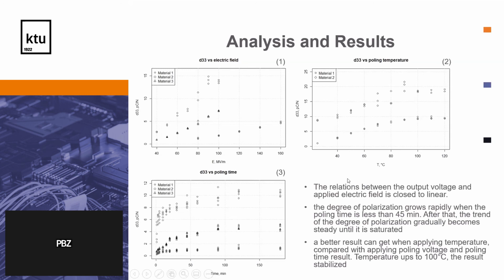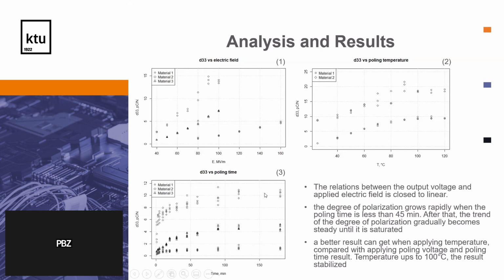Here is my result. I have done many groups of experiments to test the three types of PVDF materials. First is about the poling voltage. Seven experimental groups on the voltage from 2 kilovolts to 5 kilovolts, by step 0.5 kilovolts, were carried out. The different points stand for three materials. As we can see, a linear relationship can be obtained.